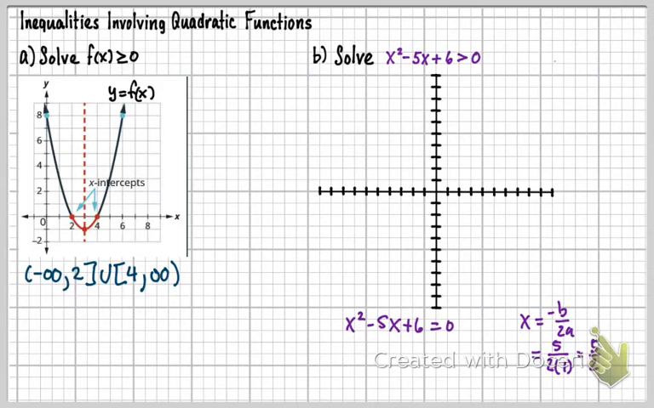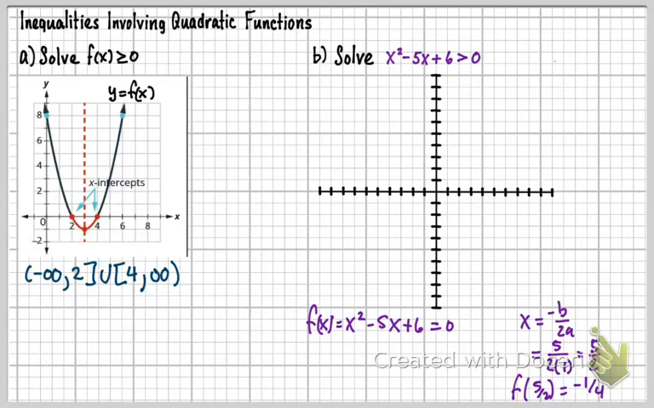My x value is 5/2. Plugging that into my original function, f of x equals x squared minus 5x plus 6, f of 5/2 is going to equal negative 1/4. I just plug in 5/2 for x, and I find that the value is negative 1/4. So there's my ordered pair for my vertex.